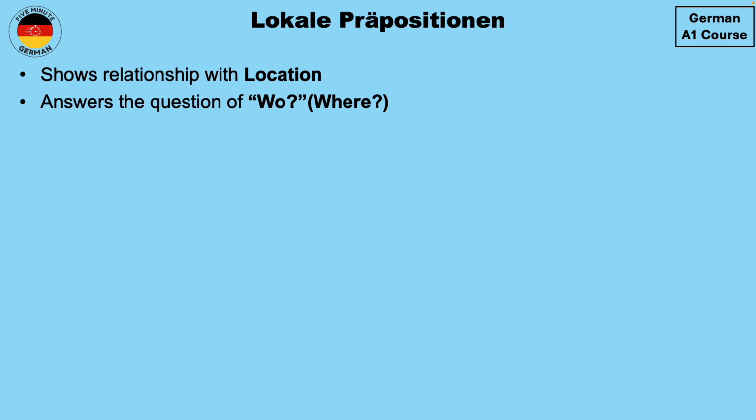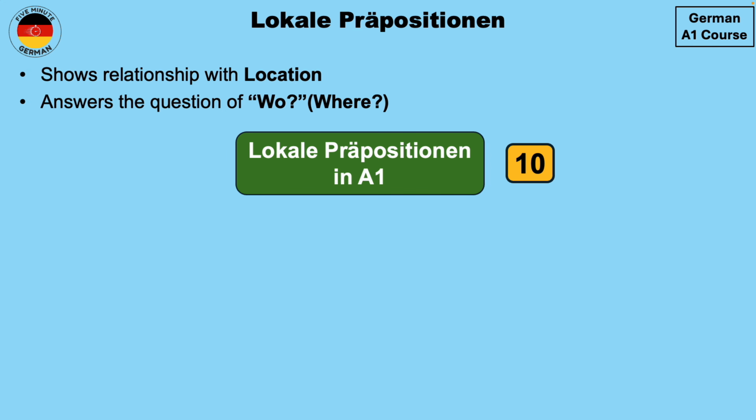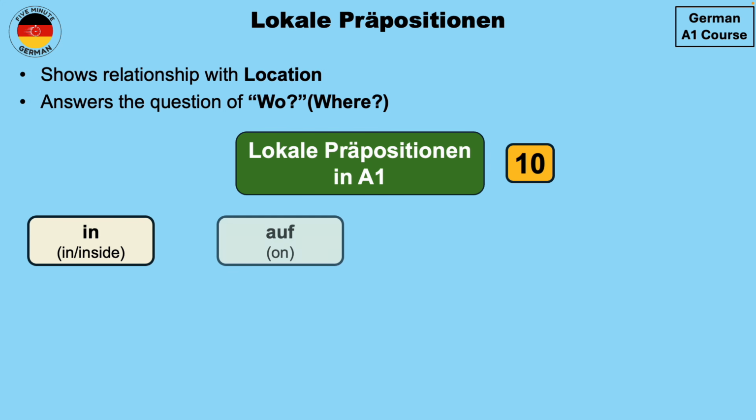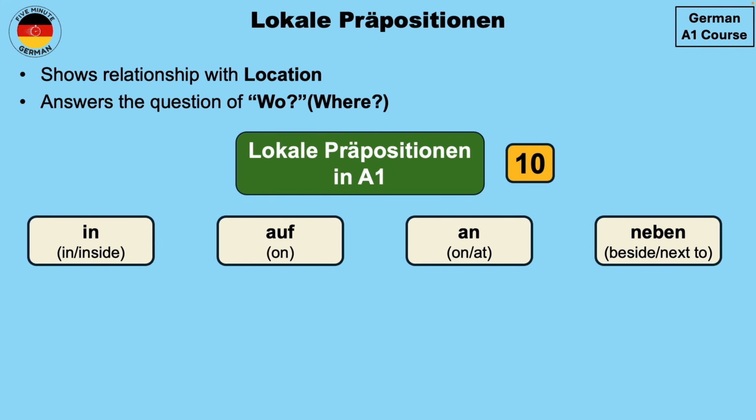So let's take a look at the Lokale Präpositionen in German A1. In this lesson, we will take a look at 10 of these. The first one is in, which means in or inside. Then we have auf, which means on. Then we have an, which means on or at, depending on the context in which it is used. Then we have neben, which means beside or next to.